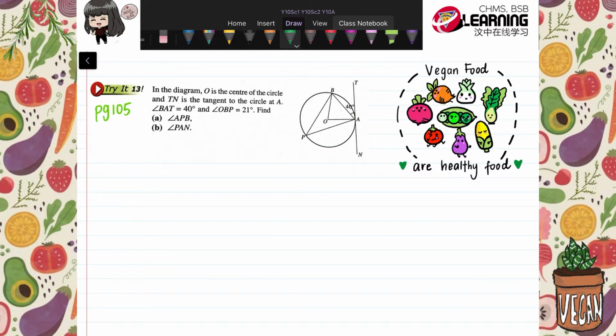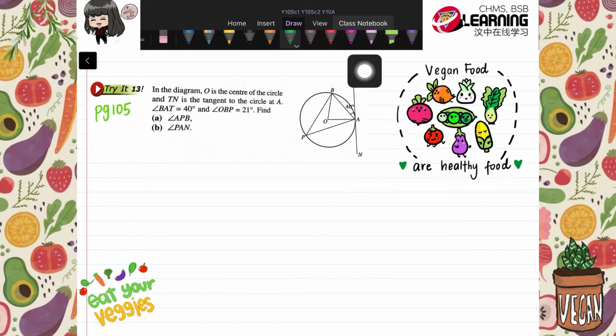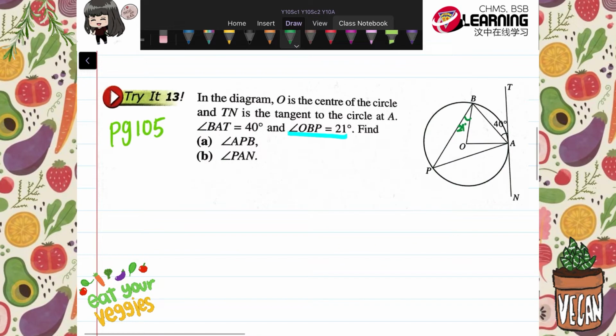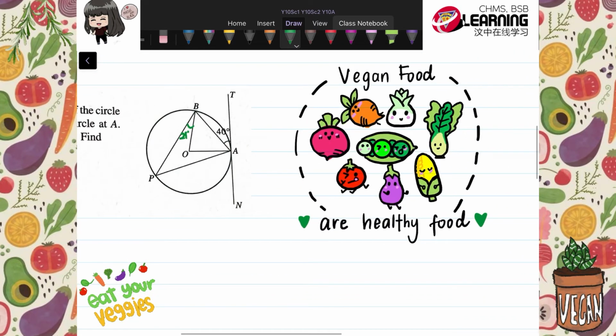In the diagram, O is the center of the circle, TN is the tangent, and angle BAT is 40. Now look at this: angle OBP is 21. It's not in the diagram, so we have to add it on. So OBP over here is 21. We want to find APB. Part A is asking you to find APB, so APB is this one.